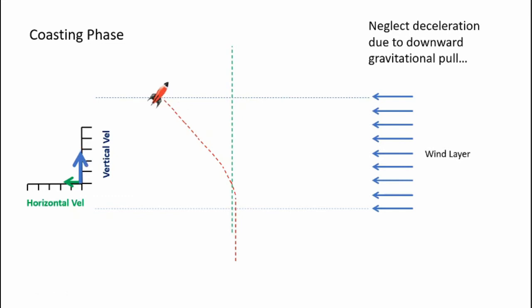Now, as the rocket leaves the wind layer, it will begin to reorient itself with the original velocity vector, but still move in the direction that the wind was pushing it initially.